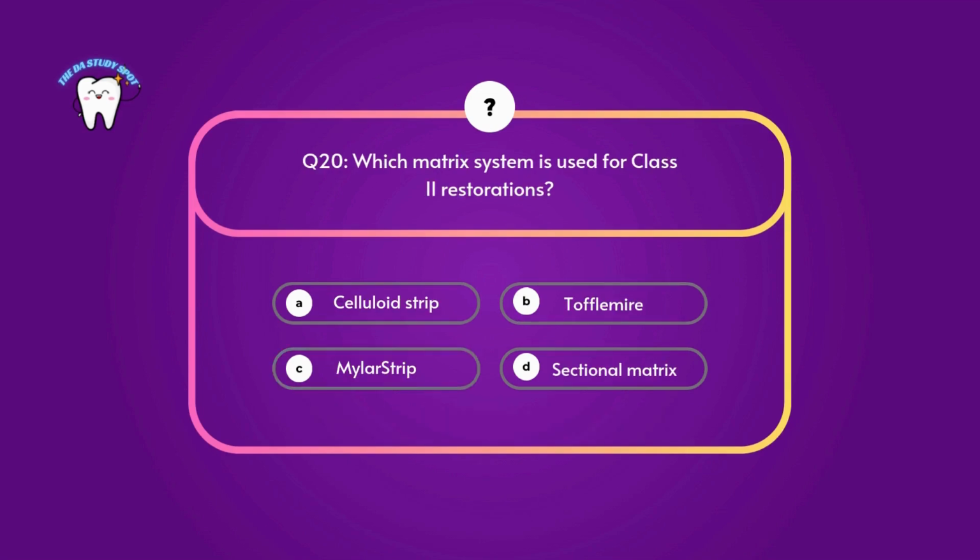Question 20. Which matrix system is used for Class 2 restorations? A. Celluloid strip. B. Toffelmeyer. C. Mylar strip. D. Sectional matrix.